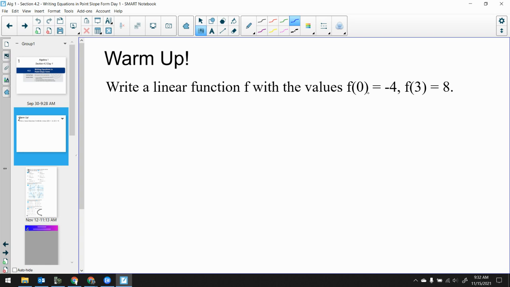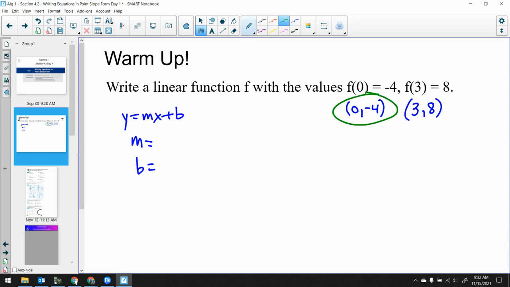Okay, so remember that f of 0 equaling -4 means that I have the coordinate (0, -4). F of 3 equals 8 means I have the coordinate (3, 8). Now, remember that if I wanted to write the function in slope-intercept form, y equals mx plus b form, then I have to have my m and my b. The nice thing here is that this b value is already given to us. That is our y-intercept. Whenever you see a 0, comma, that is your y-intercept. So my b value is -4.